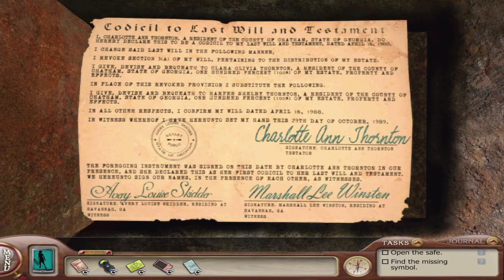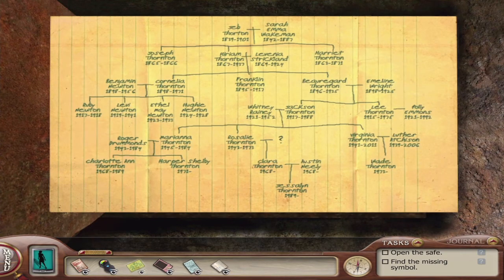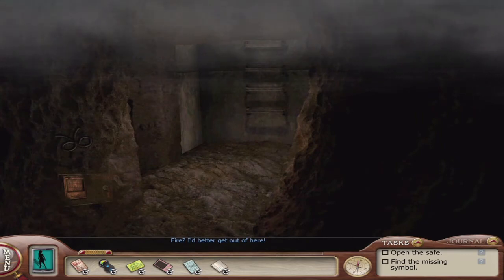The foregoing instrument was signed on this date by Charlotte Thornton in our presence, and she declared this as her first codicil to her last will and testament. We herein sign on. Okay. So, Avery Skitter, residing... So, who the heck is Avery Skitter? And who the heck is Marshall Winston? Why does she choose those two? Fire? Oh, I'd better get out of here.